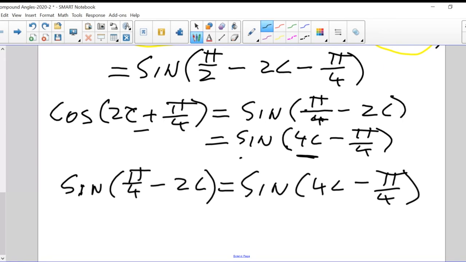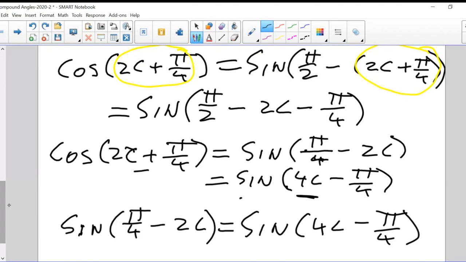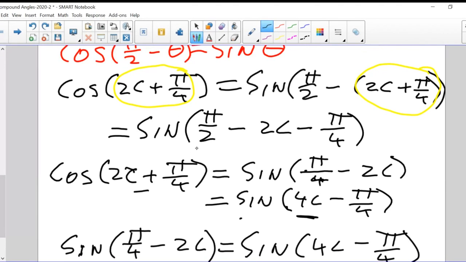Please stop. Yes, Donna. Go ahead, Donna. Sure. No, I don't mind going with that at all. How did I get the pi over 4 minus 2c? So let me go back to this step up here where I did make a mistake. That comes from this line here. After I distributed the minus into the bracket, so there is a minus 2c plus pi over 4, I got minus 2c minus pi over 4. And then I'm just combining the pi over 2 with the minus pi over 4.